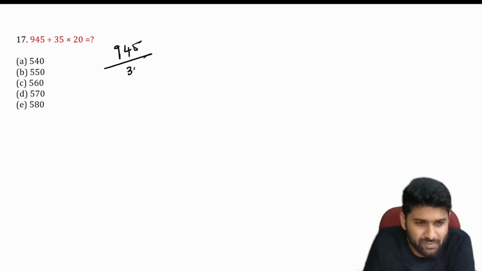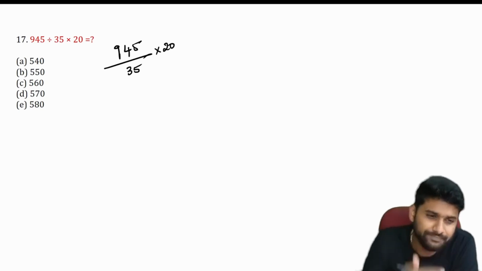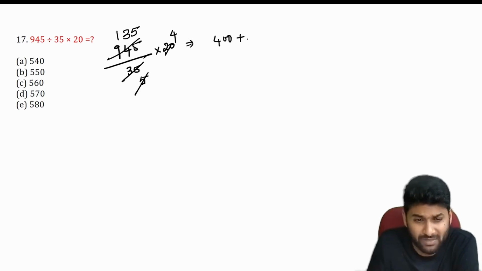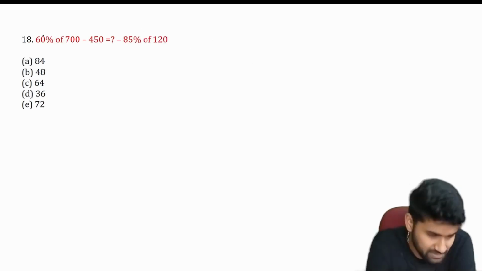945 is divisible by 35 when it is multiplied by 20. What is the result? Now 7 fives 35, 7 ones, 7 threes, 7 fives, 5 is multiplied by 4. Now here 4 is multiplied by 100, 4 is multiplied by 3 is 120, 4 fives are 20. Total value is 540. Next.